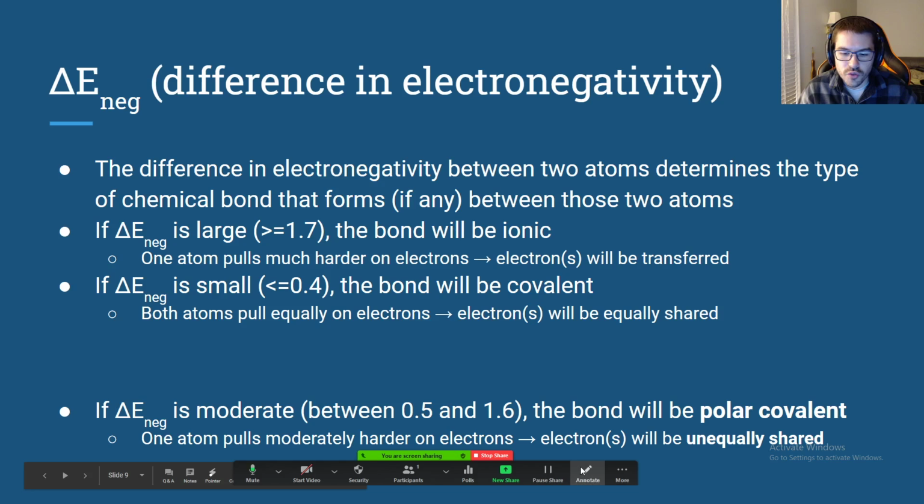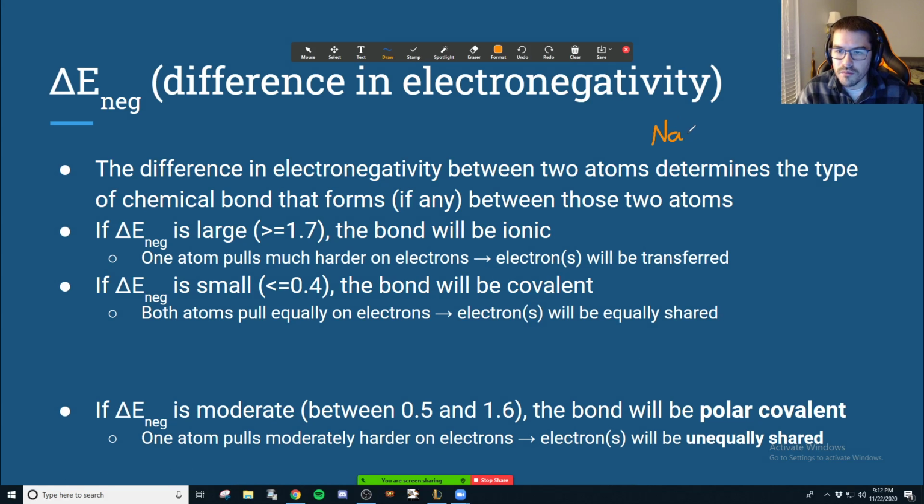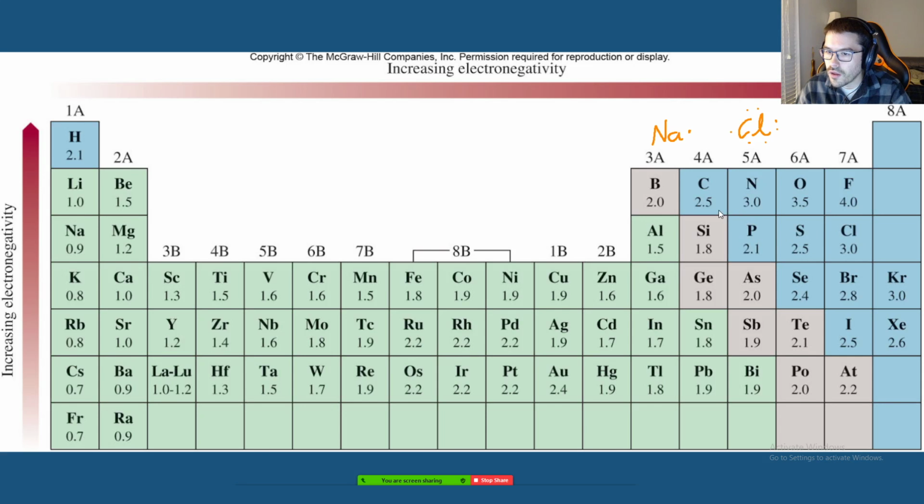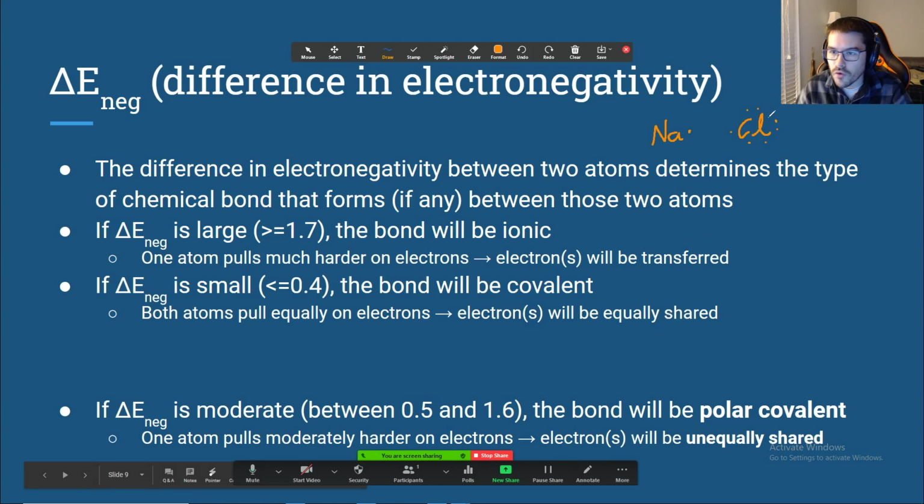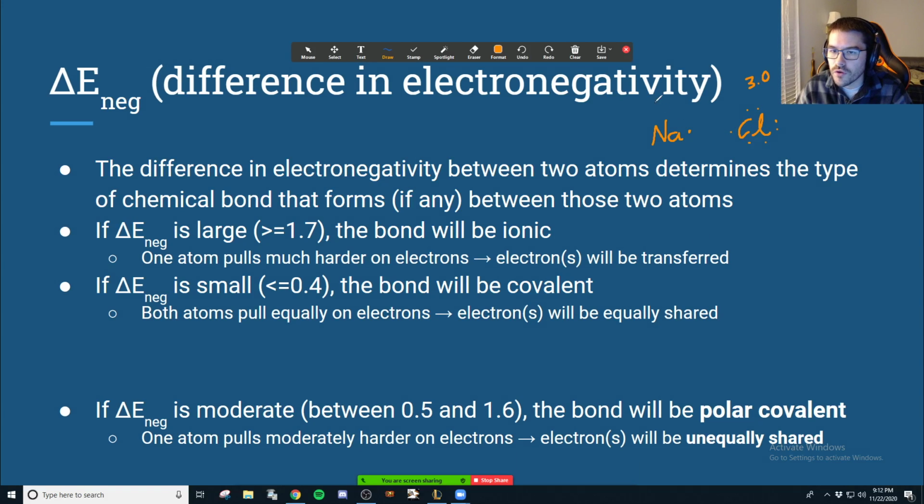That is a situation like this, where you have sodium and chlorine. Chlorine has a much higher electronegativity. We can look this up. Its electronegativity is 3.0, and sodium's is only 0.9. So the electronegativity value is 3.0 for chlorine and 0.9 for sodium. The difference in electronegativity, that's what this stands for here, is 2.1. We would call that a large difference.